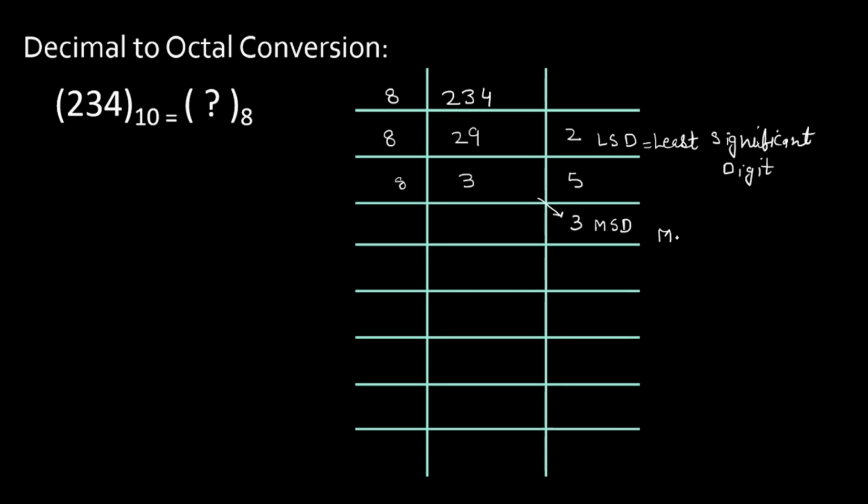And this is the most significant digit. So moving from bottom to top, we will get 352 as the octal representation of the given decimal number. The answer is 352.